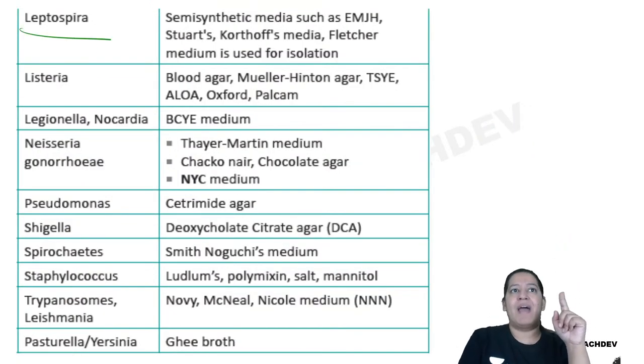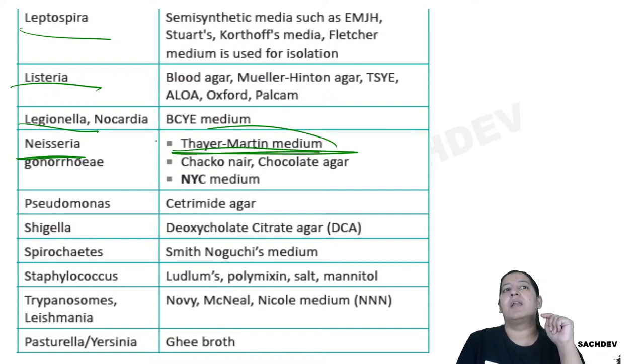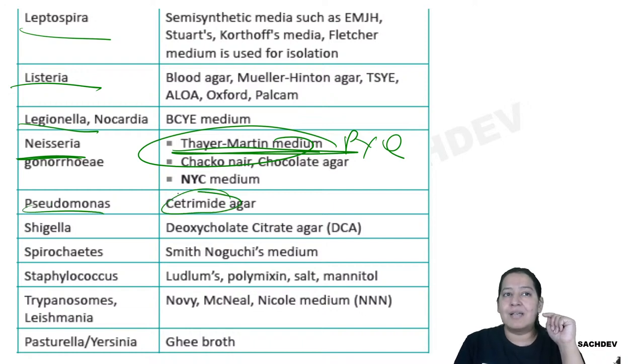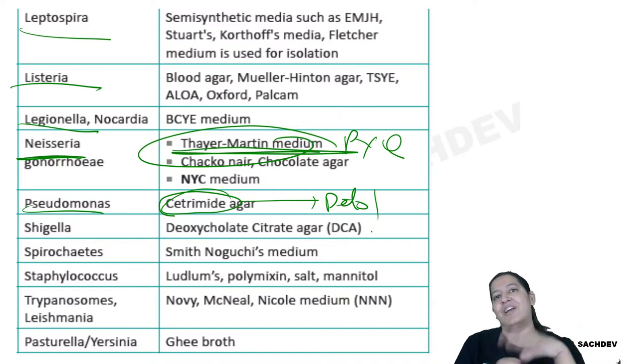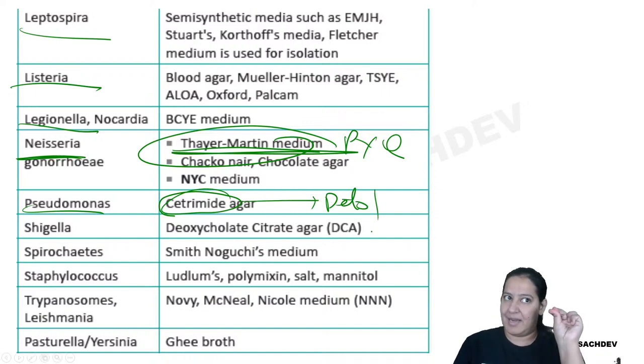So for Leptospira, Listeria, Legionella, Neisseria ke liye Thayer Martin. Is pe kitni bar PYQ aa gaya hai. Pseudomonas ke liye cetrimide is Dettol. You know Dettol mein hota hai cetrimide agar. So that is the thing, right? Shigella ke liye DCA. Abhi bataya maine DCA, right?